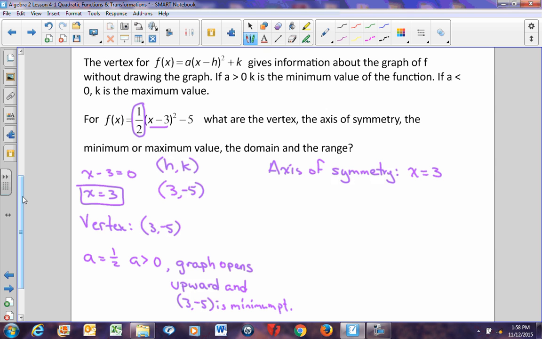Remember, domain are all the values you can put in for x. In this particular function, my domain is going to be all real numbers. Because I can put in anything for x. I can go from negative infinity to positive infinity because I can square them, and I'm going to have infinity squared or negative infinity squared. Okay, so the domain is all real numbers.